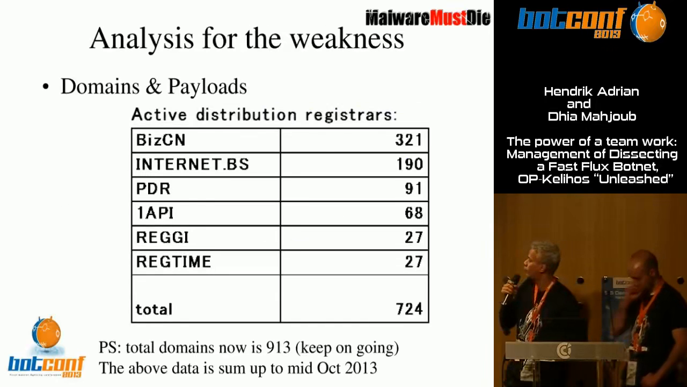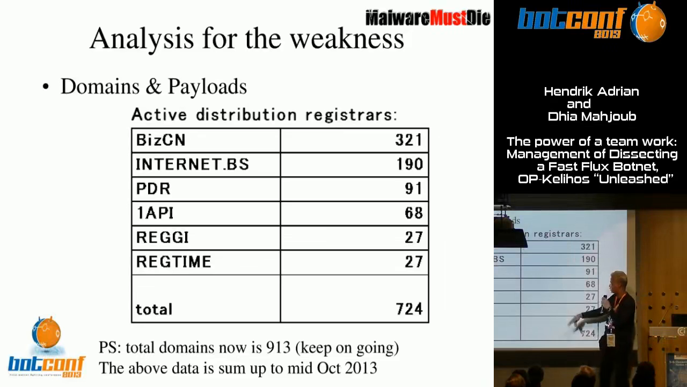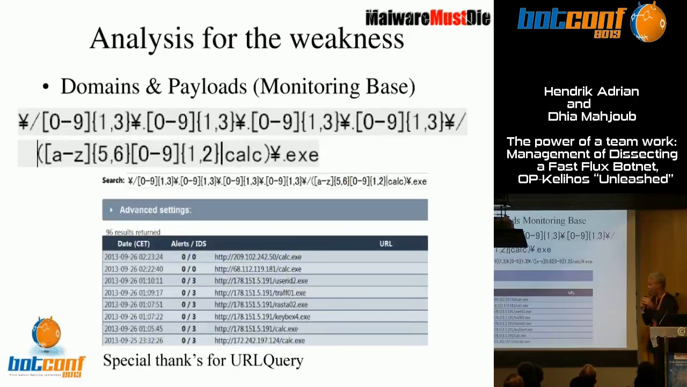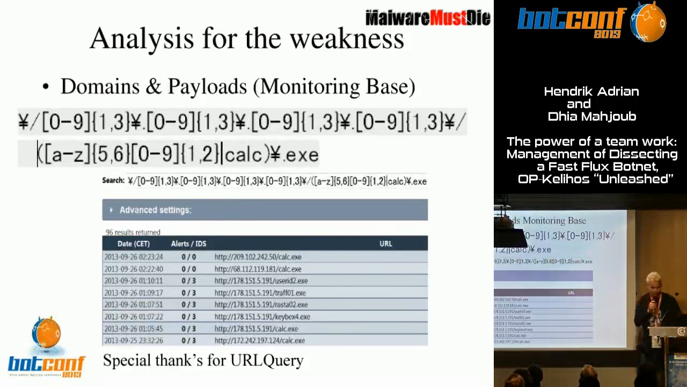The domains, like Dhia mentioned, these are the domain registrars being abused by the Kellyhost. You can define it on your own, but BCN, Internet BS, PDR1 API are in Germany. Regi and Regtime are in Russia in these cases. Internet BS we handled pretty well with the help of ICANN. BCN we had a hard time with, and finally we just nuked them down, about 300 more. And if you want to see what Kellyhost infected, I put it in VirusTotal with these regex. It will be shared, so you can trace it later on.